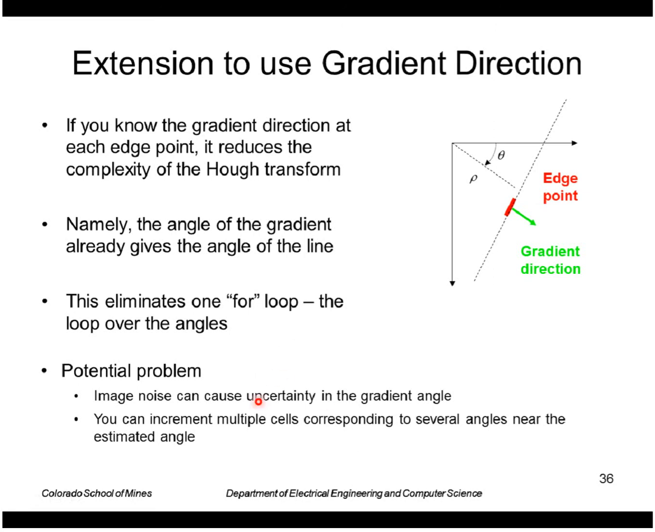It is possible though that the gradient angle is noisy, in which case your line angle would not be accurate. So it might be better to increment multiple cells corresponding to several angles near that estimated angle.